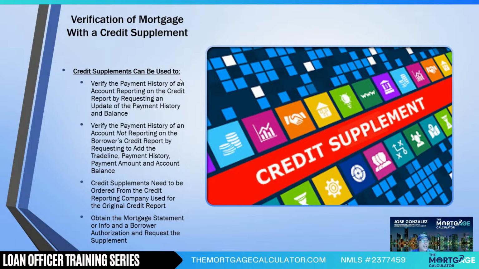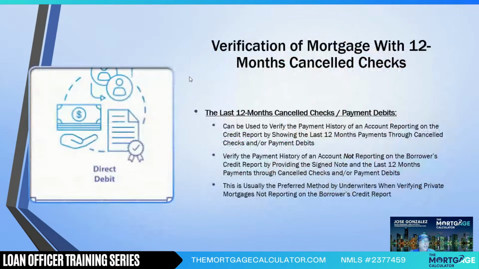And now for our last method here to complete a verification of mortgage would be verifying the actual payments made. This is my favorite method that I like to use when it's a private mortgage, right? They're not reporting on the credit report. Usually they don't provide a mortgage statement. And in some cases, the loan may only exist for 6 or 7 or 8 months, right?